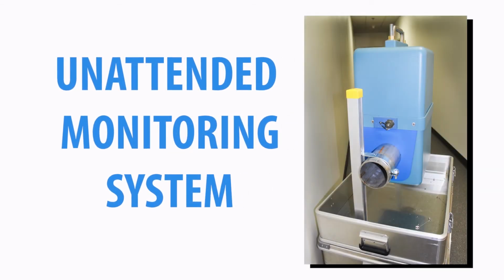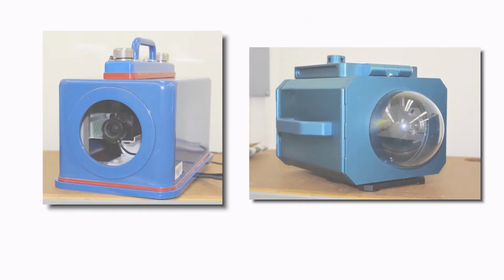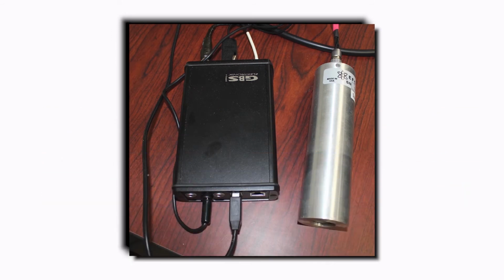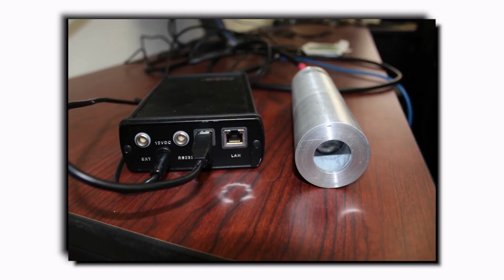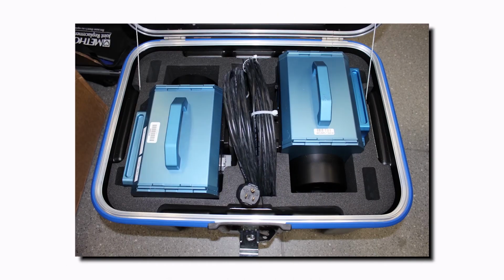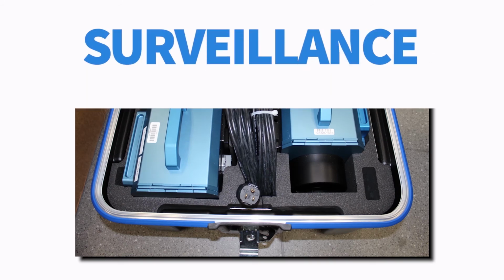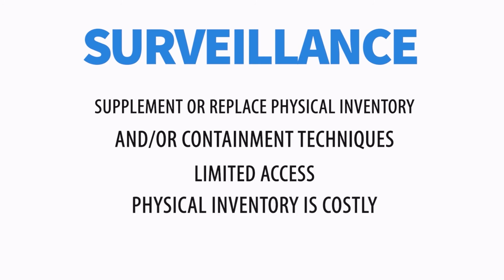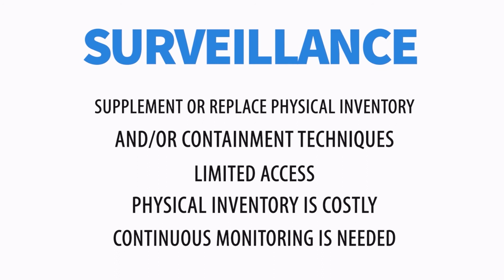Though this definition includes a camera system, the term UMS is commonly used for non-camera unattended surveillance systems. A surveillance system might consist of one or more sensors for item or process monitoring, including cameras and/or other attribute sensors like radiation monitoring. Surveillance is used primarily to supplement or replace physical inventory and/or containment techniques. This is particularly useful when material access is limited, physical inventory is costly, or continuous monitoring is needed.